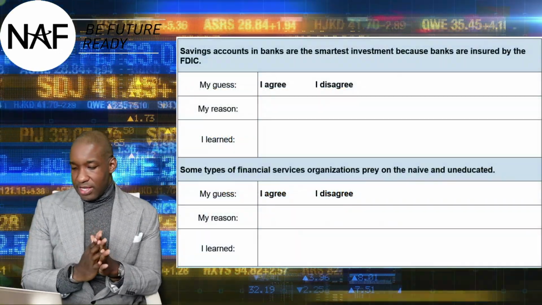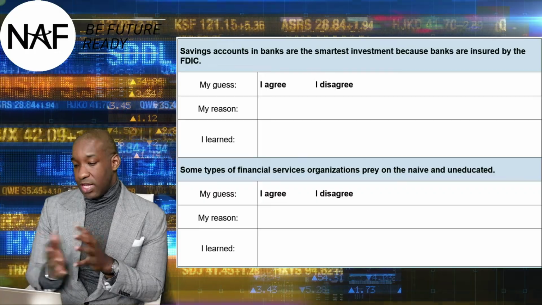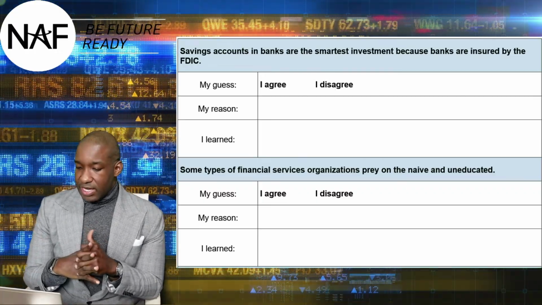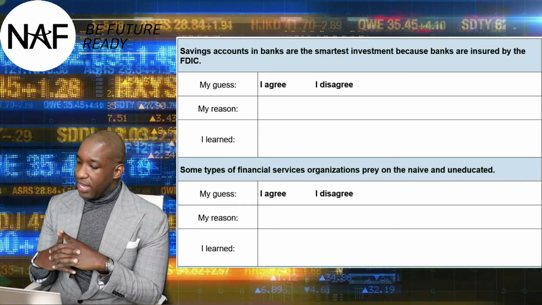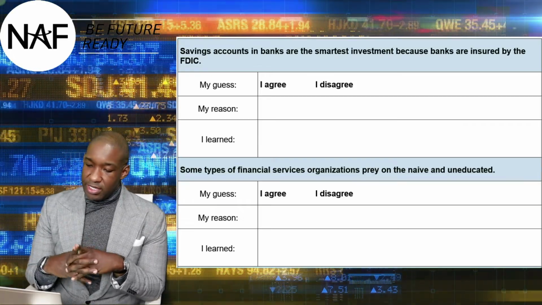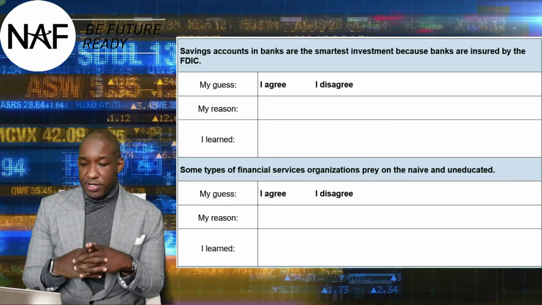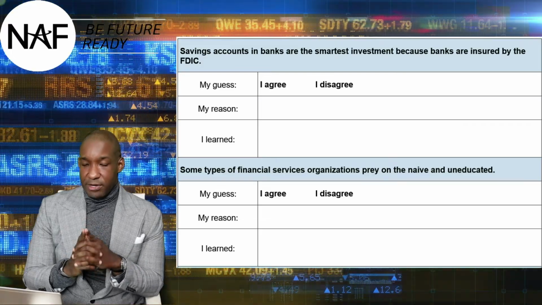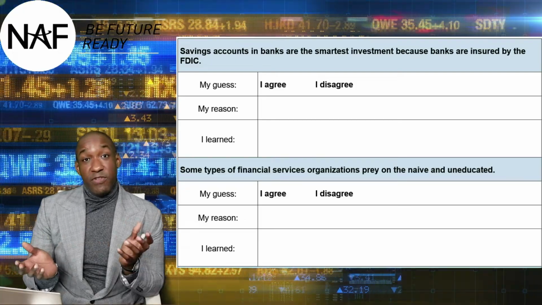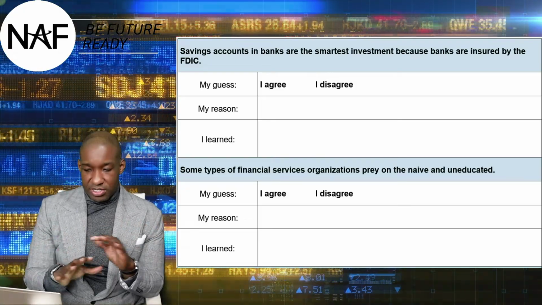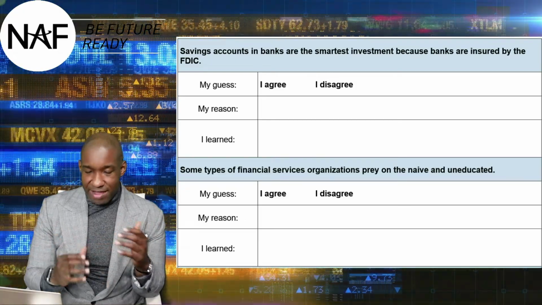You remember this, all right? This was the first question. We've actually spent 2 classes going over that one. Savings accounts in banks are the smartest investment because banks are insured by the FDIC. You're going to guess whether you agree or disagree and give your reason for your guess. You do not need to fill in the I learned part yet. Some of you already have based on the conversations, that's fine, but you didn't have to fill that part out yet.